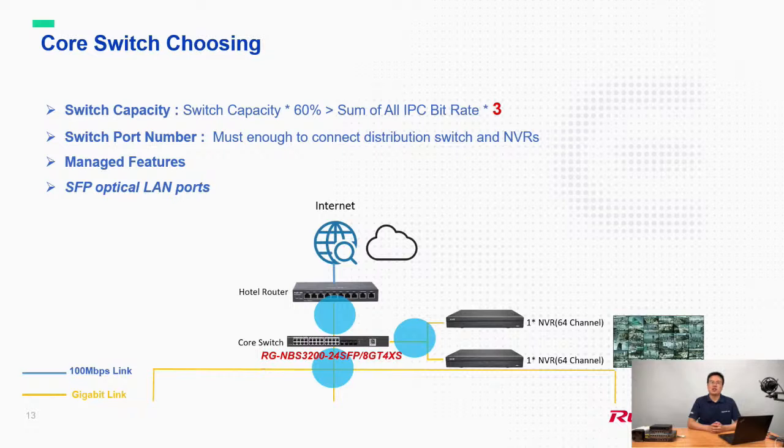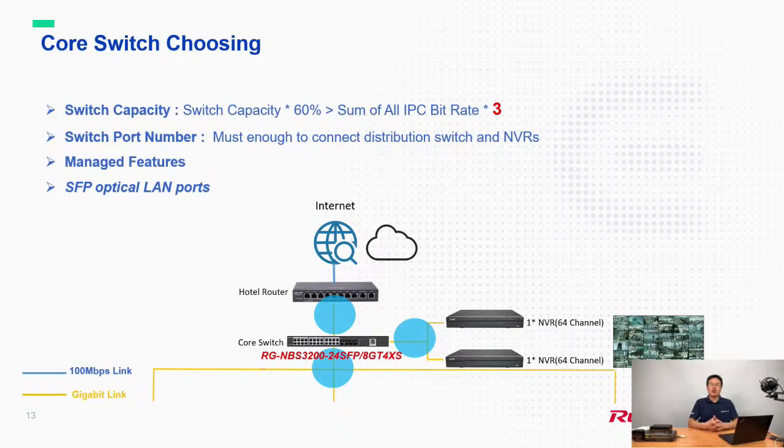And for the video burst. For the next, the condition is the switch port number. It must be enough to connect to the distribution switch and NVRs. The other two conditions are managed feature, because it's a core switch, and the last consideration is SFP optical or optical LAN port, because it connects to other distribution switches.